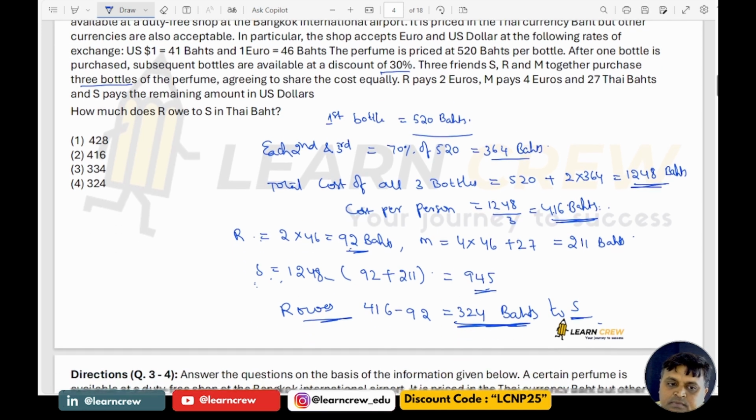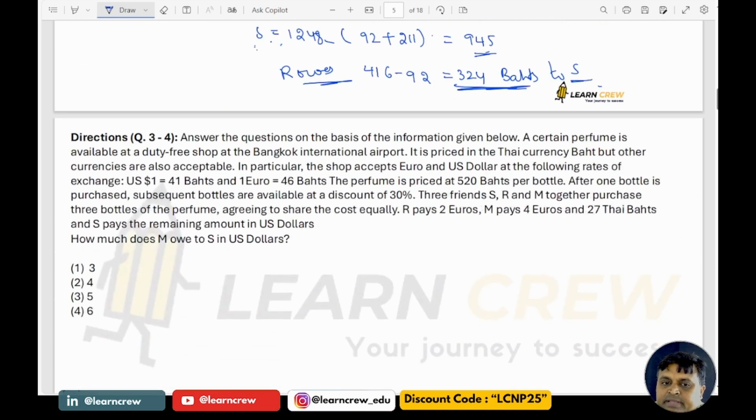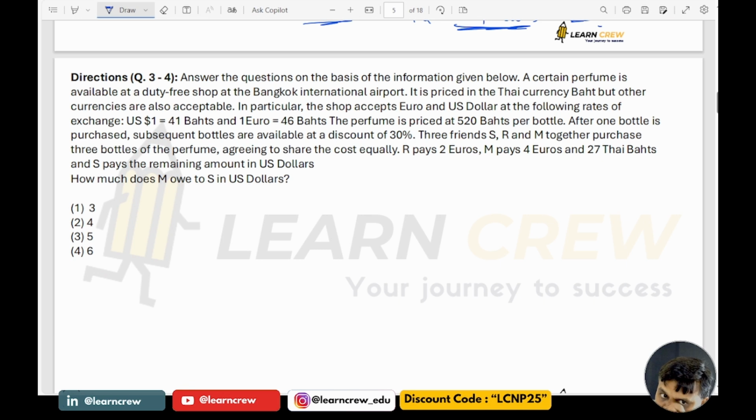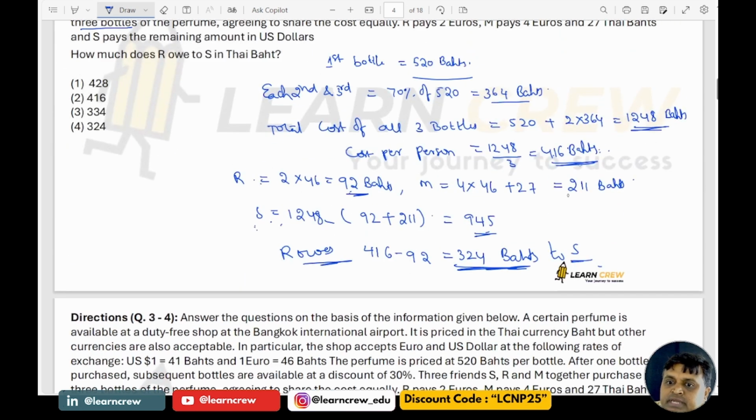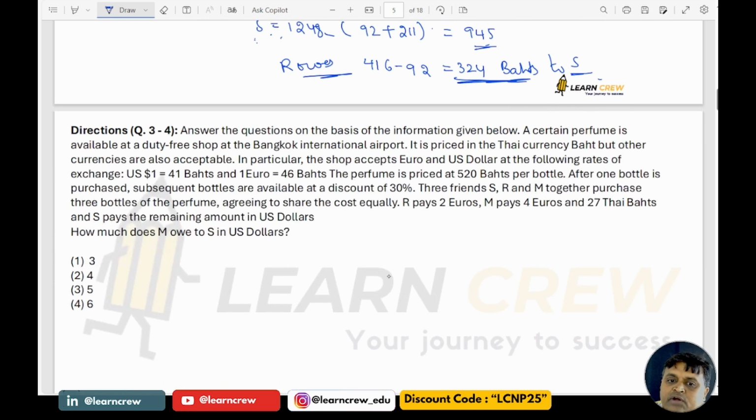Next, same data. How much does M owe to S? How much does M owe to S in US dollars? So if you see here, M has paid how much? M has paid 211 out of 416. If 211 is paid out of 416, the remaining is 205 bahts.